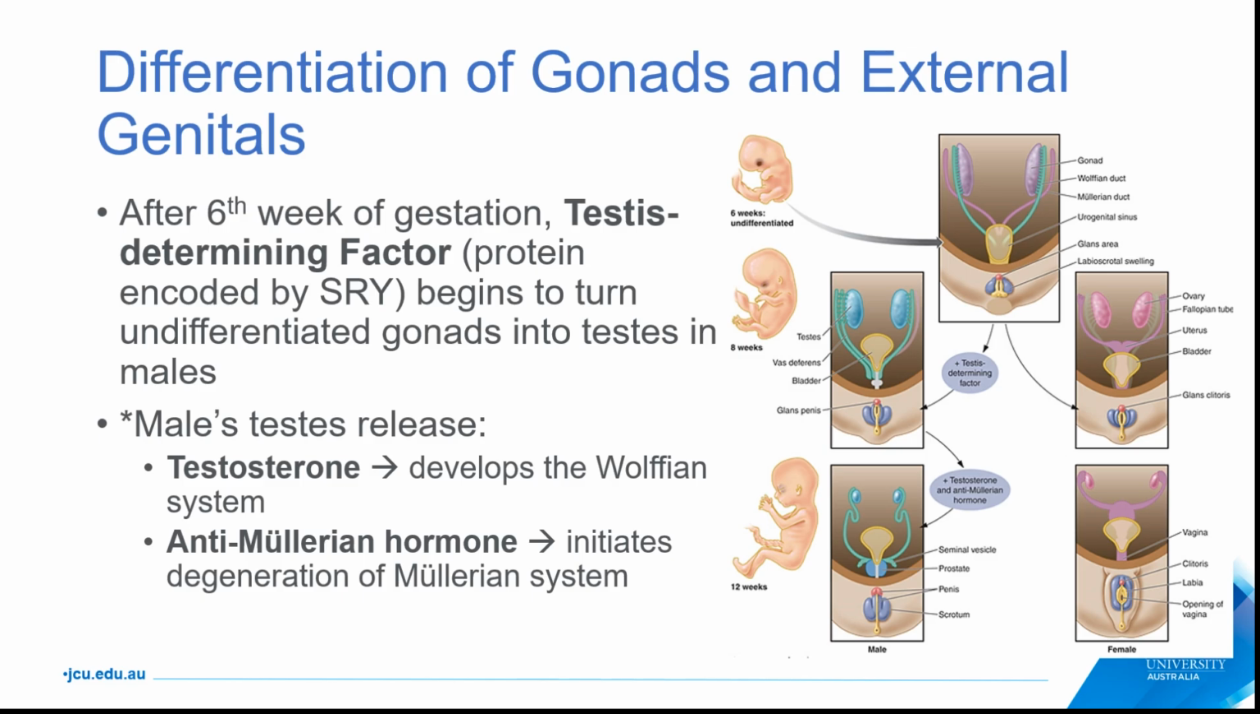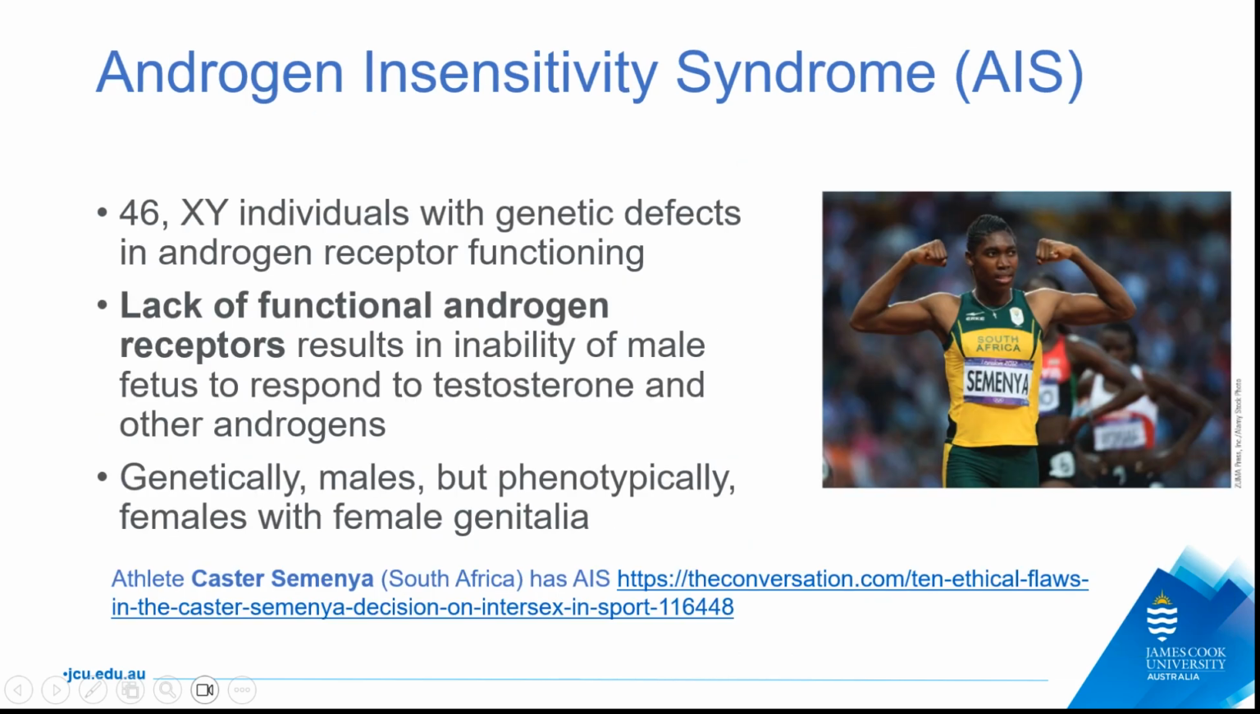So very interestingly, we have something called androgen insensitivity syndrome, AIS. It's pretty widely reported in the sporting circles because of this person. I think he or she has been banned, depending on how you want to call this kind of person. What happens is that there's a lack of functional androgen receptors, and they couldn't really respond that well to testosterone and other androgens. So they are genetically born to be males, but phenotypically they are females with female genitalia.